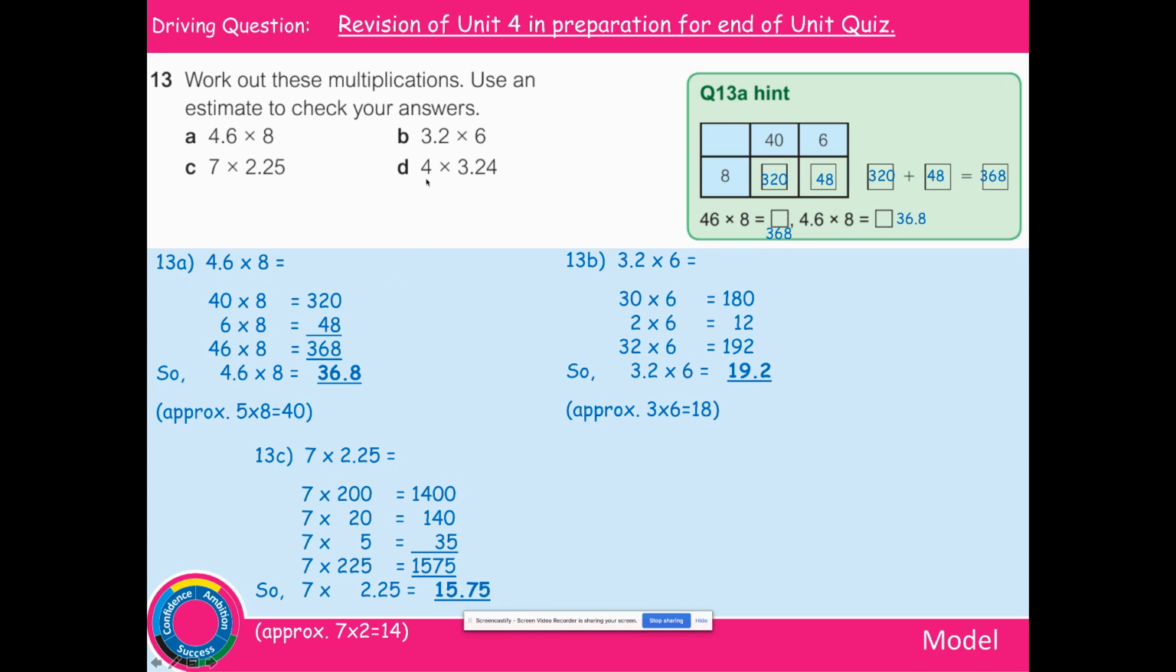Okay, so D, we've got 4 times 3.24. Again, I'm going to ignore the decimal, and I'm going to do 4 times 300, 4 times 20, and 4 times 4.